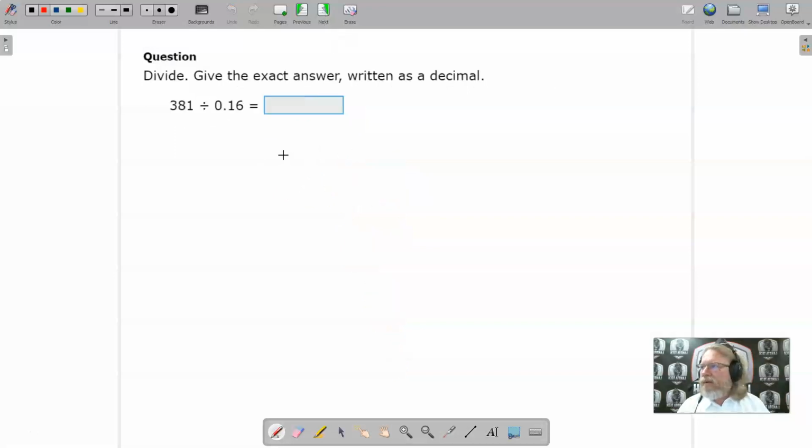On the next one, we have 381 divided by 0.16. So we're going to have to move this over 2 places, so that becomes 16. We're going to have to move this over 2 spaces as well. Let's extend this out. Now our decimal is going to be here. We're going to have to put a couple answers in here. And then let's go ahead and go through.